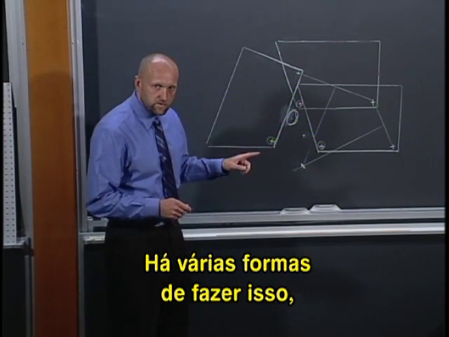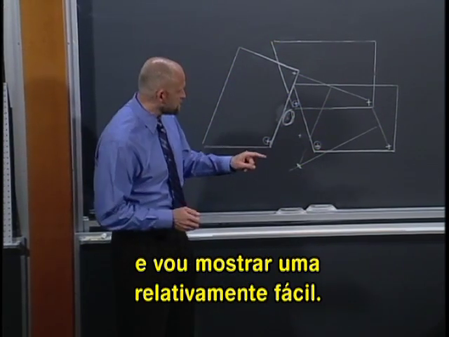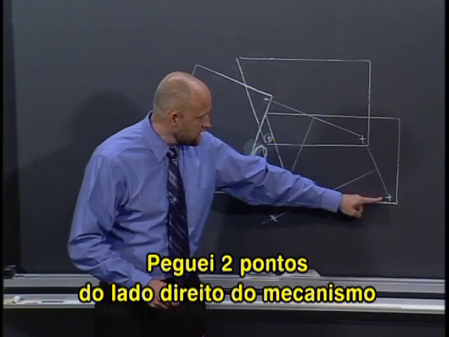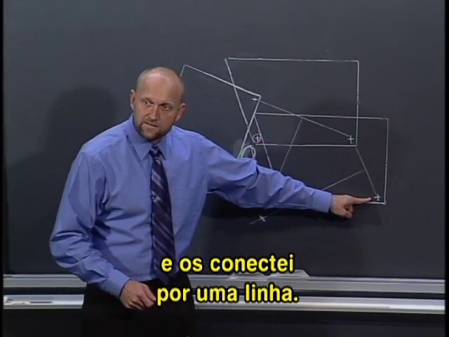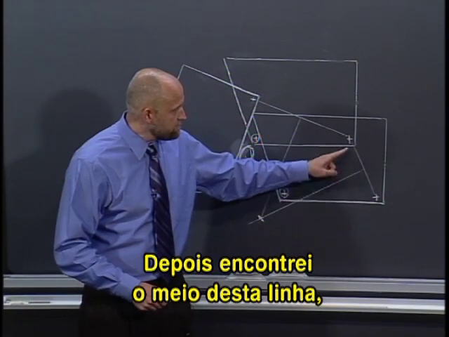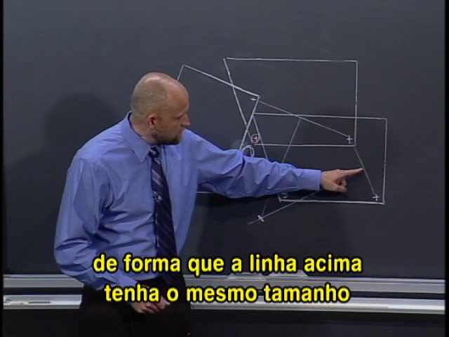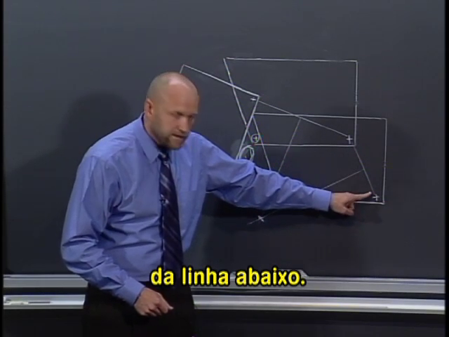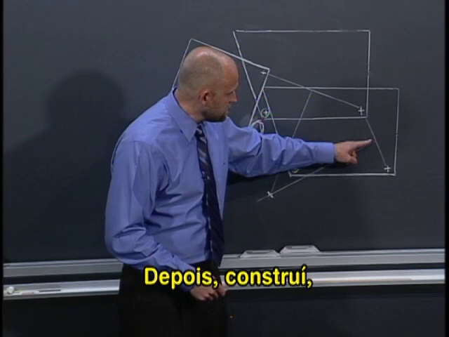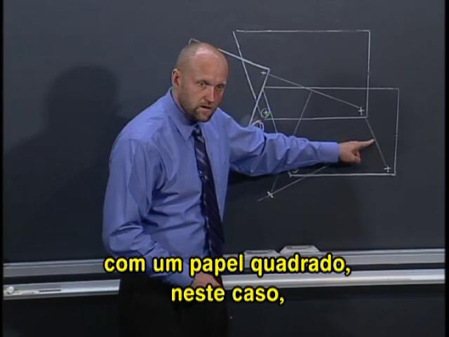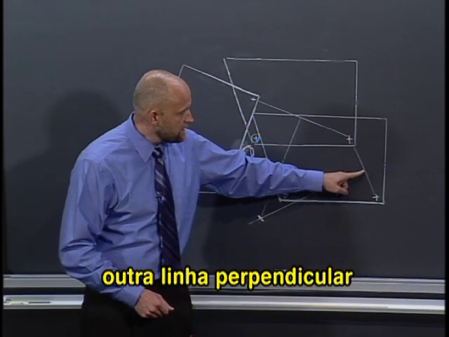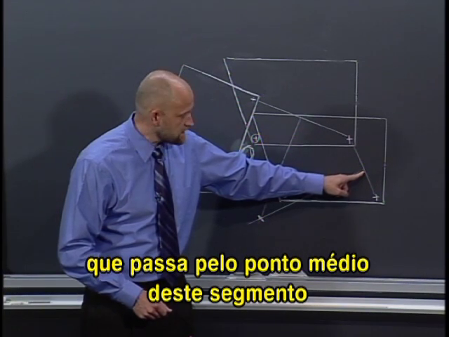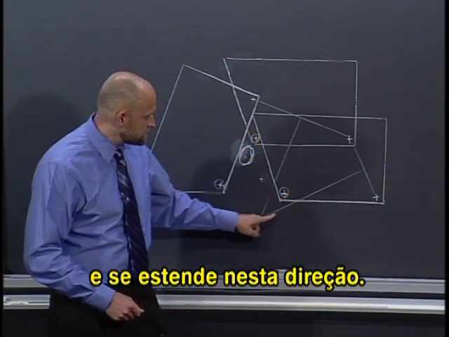Now, there are multiple ways to do this, but I'm going to sketch out one relatively easy way. I took 2 of the points on the right side of the mechanism, and I connected them with a line segment. Then I found the middle of that line segment. So this segment of the line above it is the same length as this segment of the line below it. Then I constructed, with a square piece of paper, in this case, another line that's perpendicular and goes through the midpoint of that segment, and that extends out in this direction.